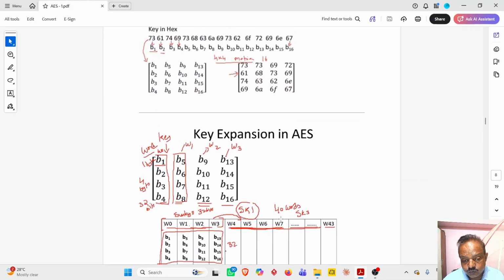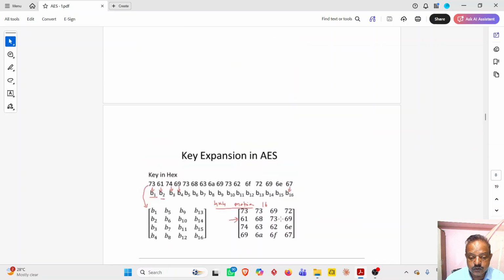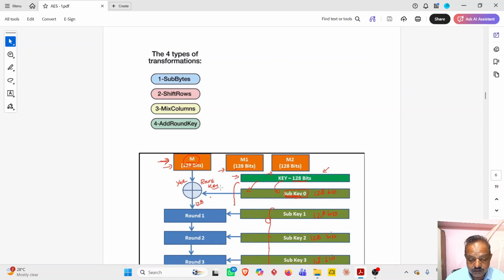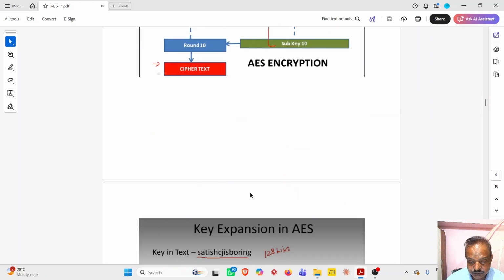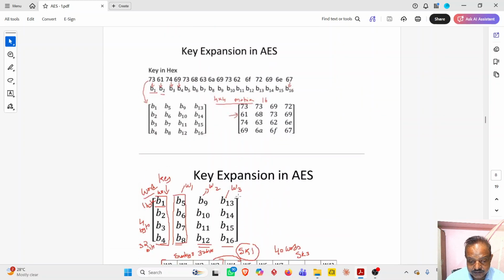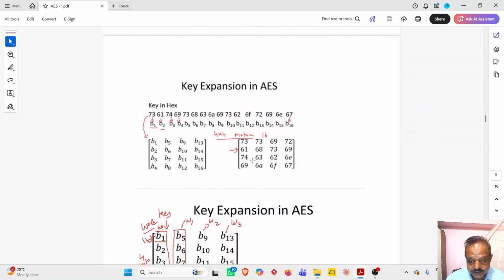Now, what I told, that we are going for the key expansion in the AES algorithm. What is the key expansion? Because for round 0, if you see it here, we applied the round key. That means the key as it is. And as it is, what is the key? This was the key. 73, 61, the same thing, I am putting it as the key. 73, 61, 74. So this is the key. This is for the round key.